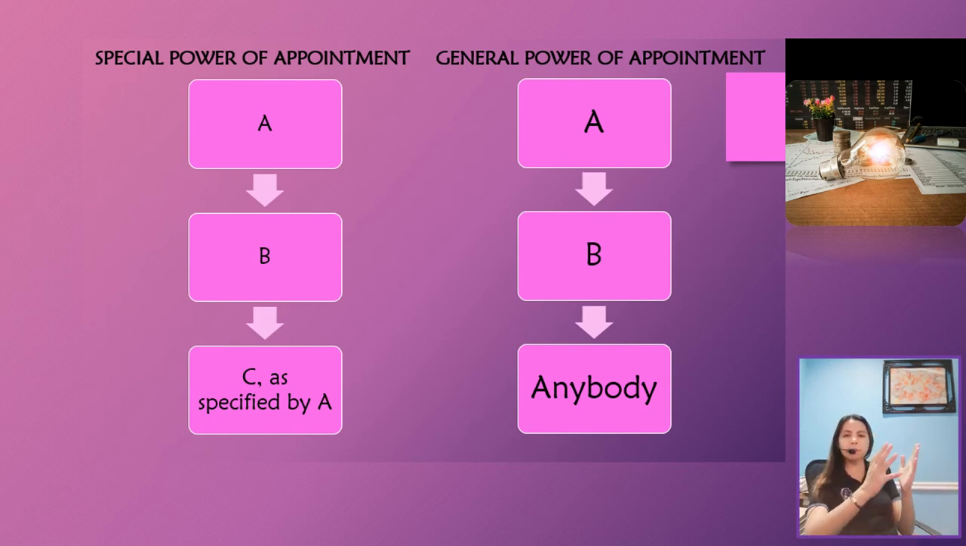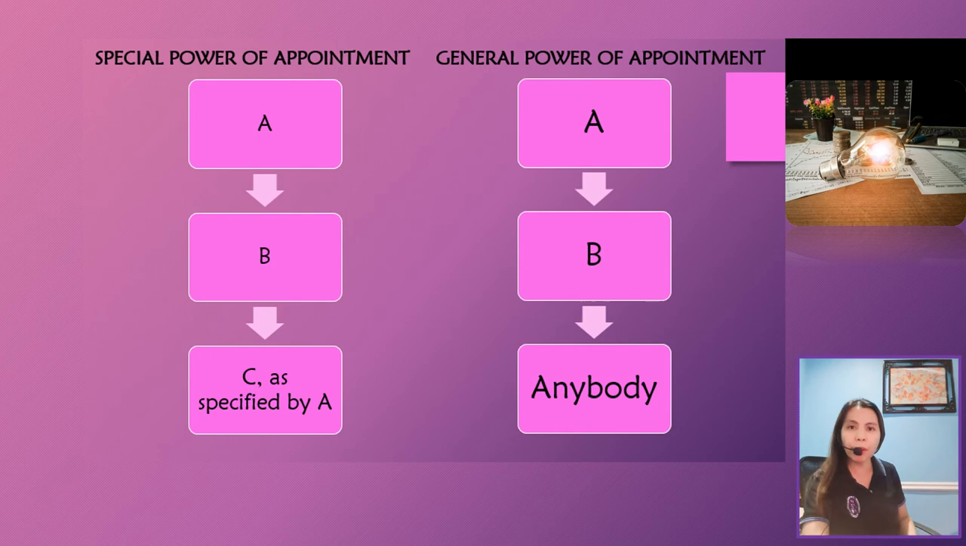Kaya doon sa exempt transfers, you will see yung transfer from the first heir, legatee or donee in favor of another beneficiary in accordance with the wishes or desire of the predecessor, tsaka from the fiduciary heir to the fideicommissary, specified ng transferor who will be the next beneficiary. Kaya exempt transfer yon, because the power of appointment is special power of appointment.